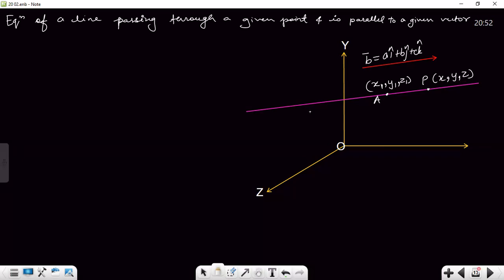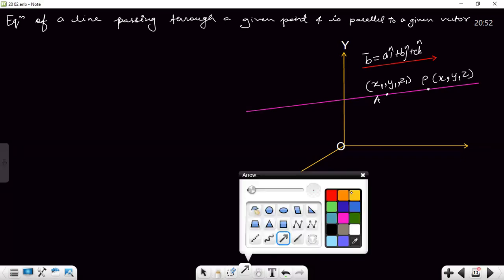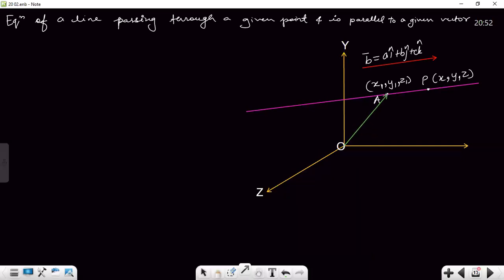Now let me draw the position vectors for A and P as well. Let me call this vector the A vector. And this is a general vector, let me call it the R vector. So this is the A vector and the R vector.